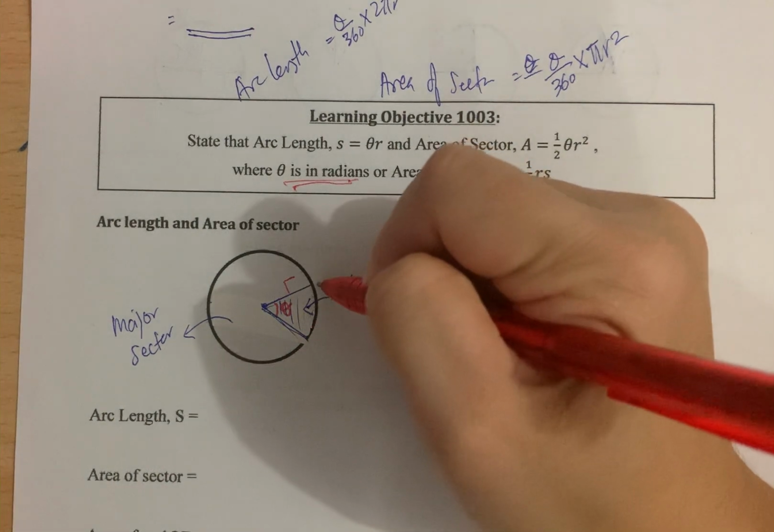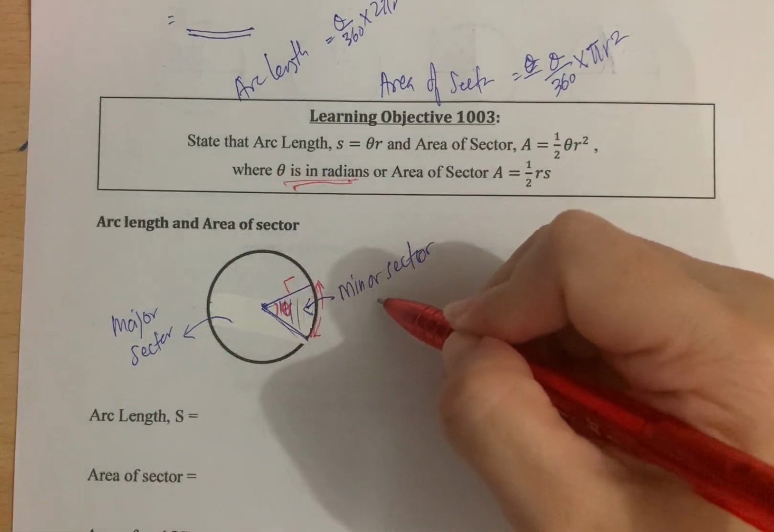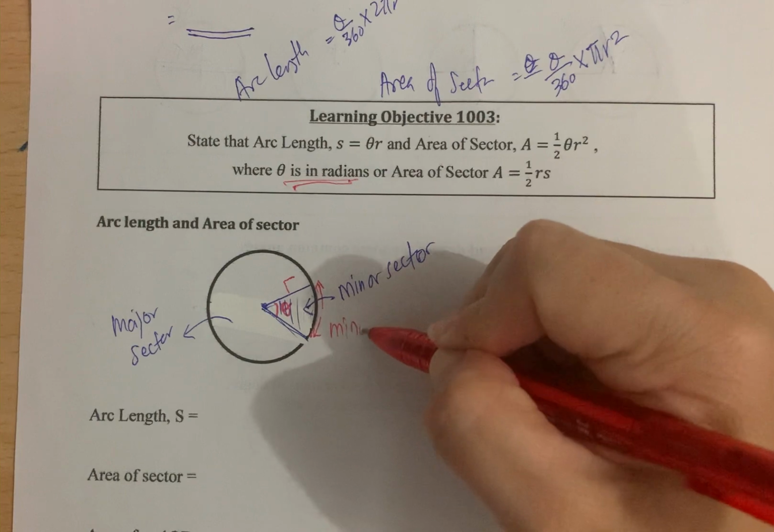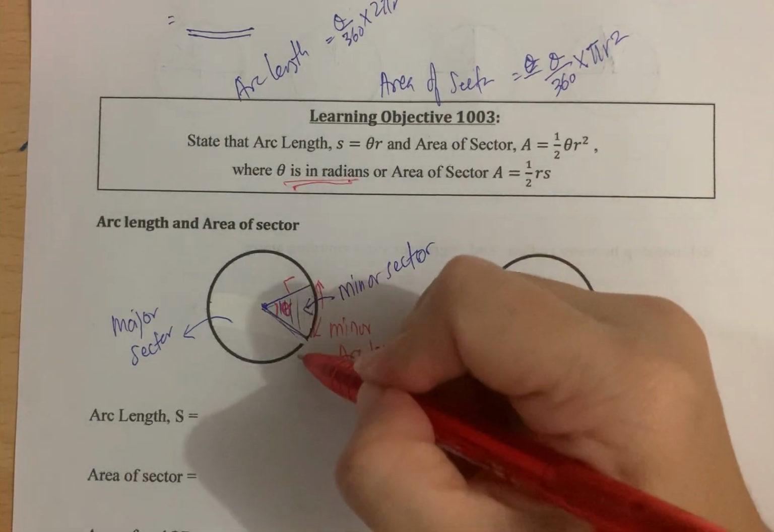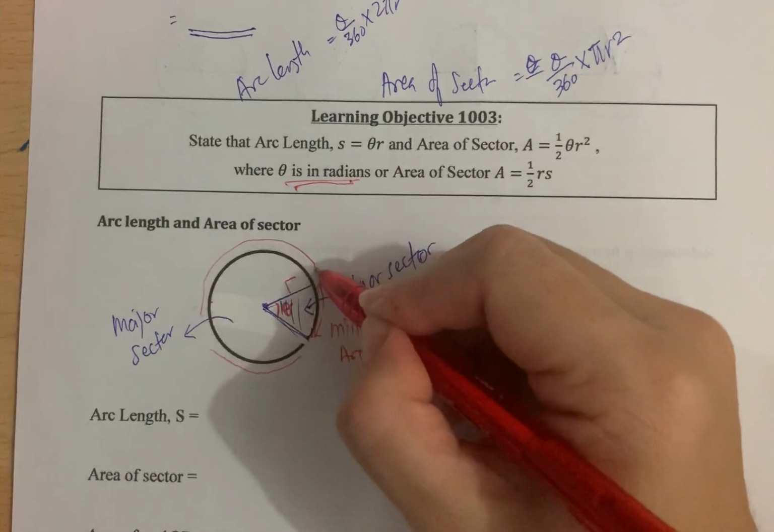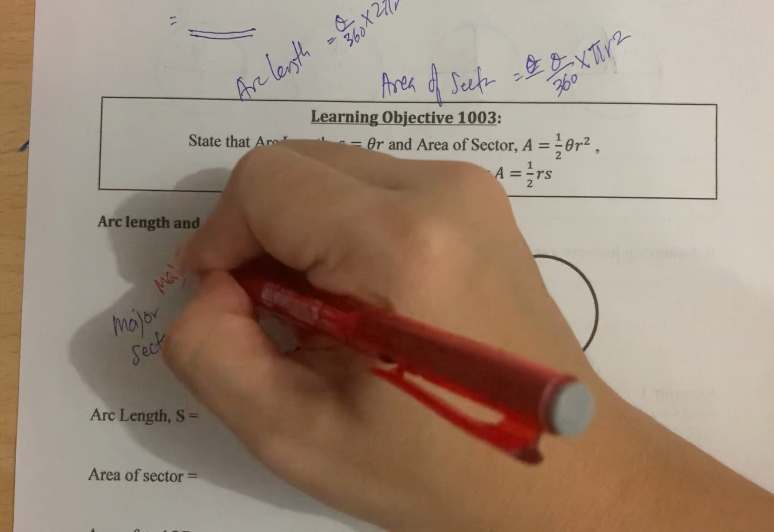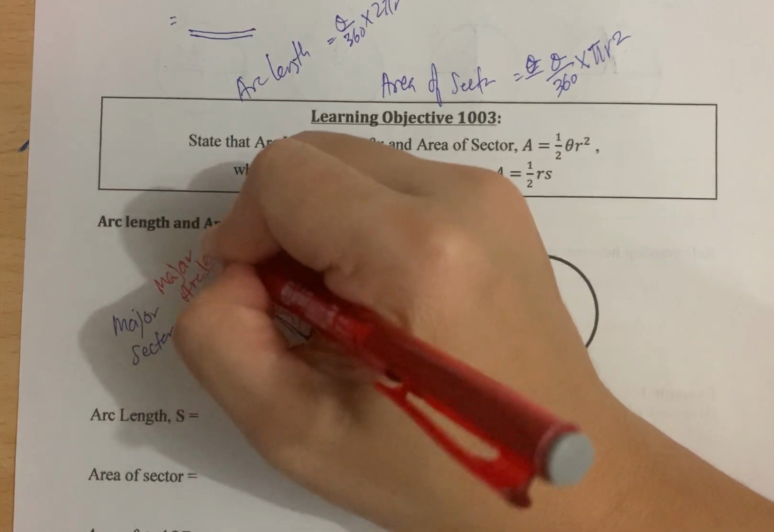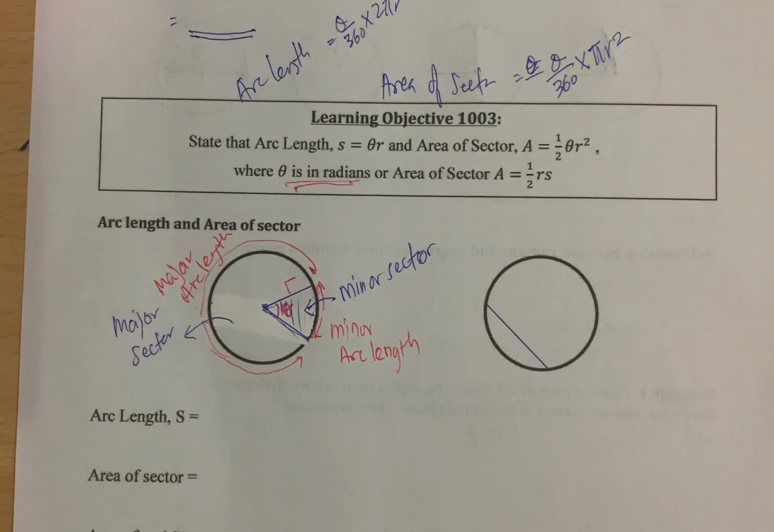So how do you find the arc length? What is the arc length of the minor sector? This is the minor arc length, because it's for the minor sector. The bigger one, the major sector, will have the major arc length. So you must remember all these terms. But it's quite easy, isn't it? Minor arc length, major arc length, like that.